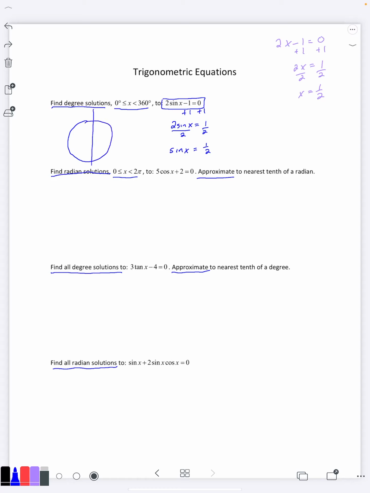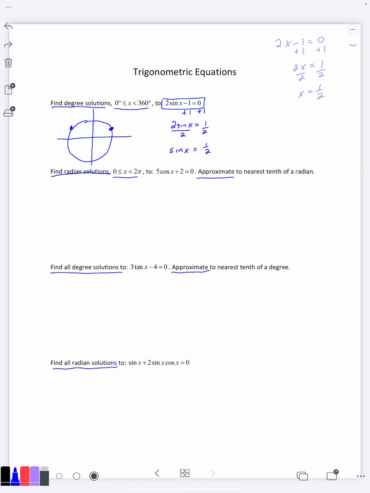And then we're going to use the unit circle to figure out the values of x. So if I draw myself my unit circle here, sine x is 1/2. That means we're looking for a point on the unit circle whose y coordinate is 1/2. That's going to be a point right here and a point right here.